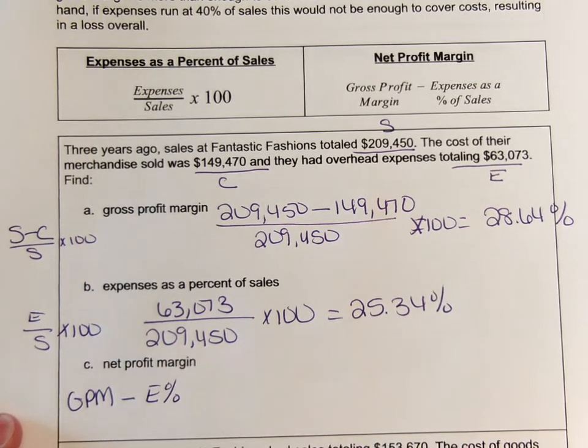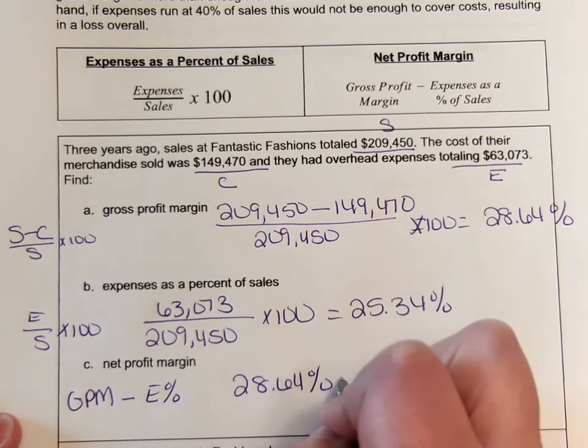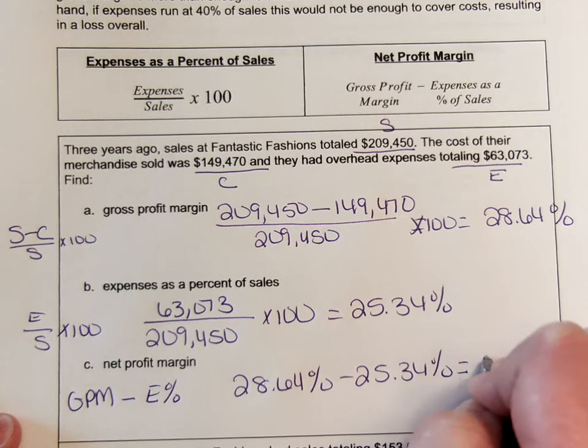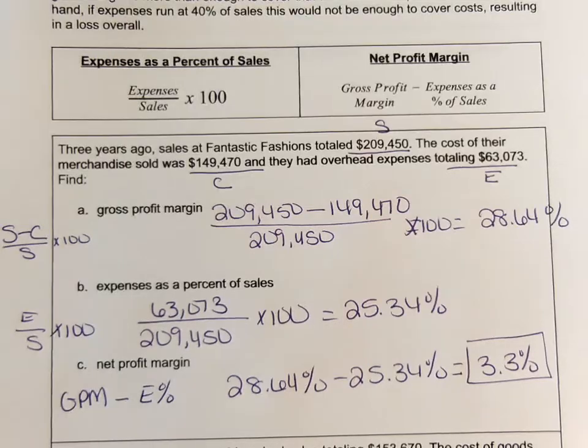And to find our net profit margin, we're going to do our gross profit margin minus our expense as a percent of sales. So 28.64% minus 25.34%, and that gives us 3.3%. Not a lot, but they're making a little bit of money.